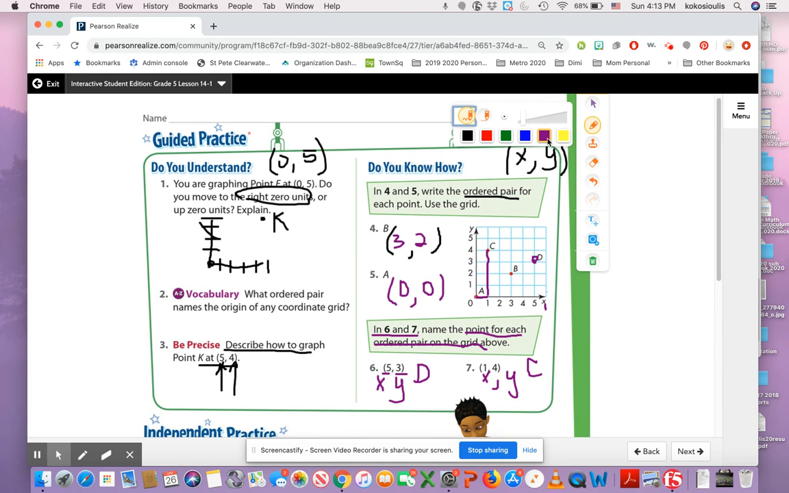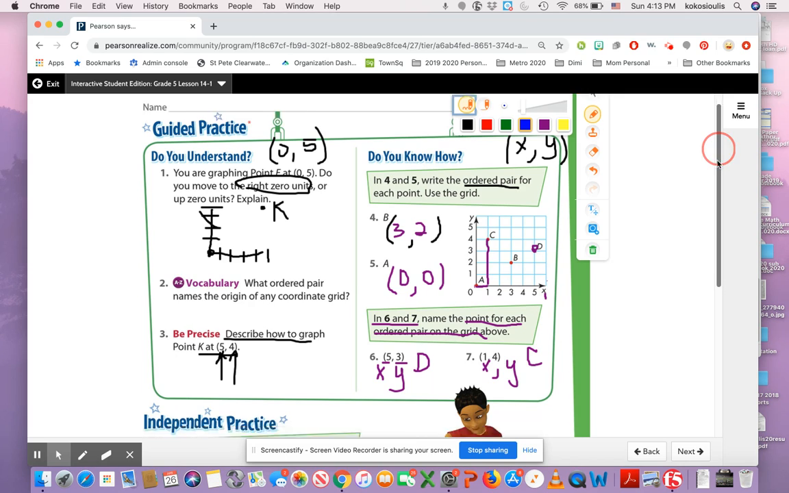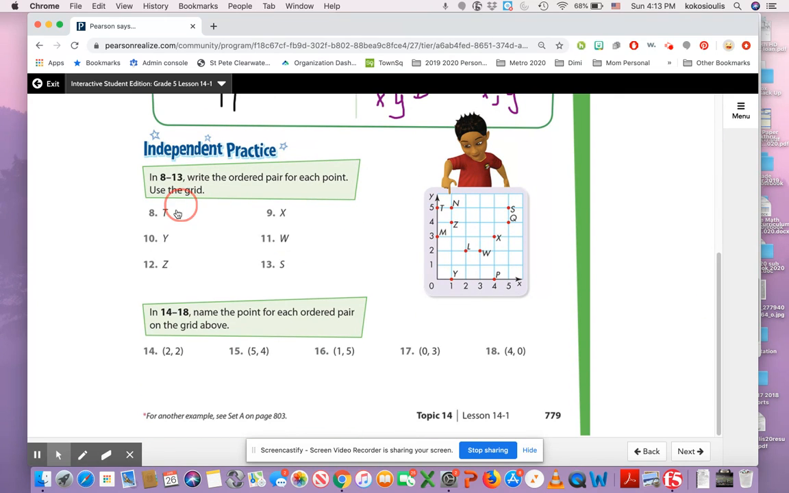Let me get a pencil here. When it asks you what the ordered pair is, right away, I want you to do this for each one. You're going to write parentheses and put a comma. Parentheses and put a comma. Right here, you're going to write parentheses and put a comma because your answer is going to look like this.